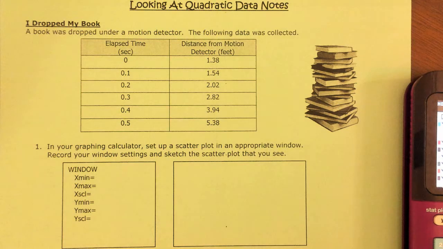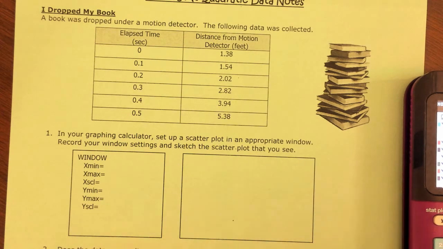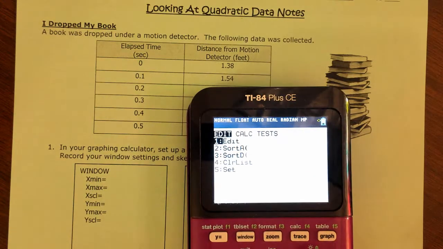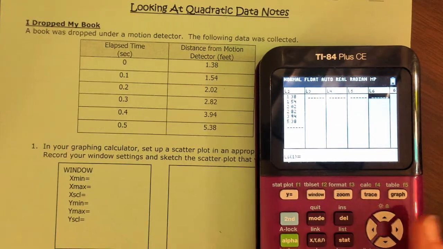It's about a book under a motion detector. All right. We're going to start by putting this data into our calculator. Remember, we go to Stat, Edit, and then we look.